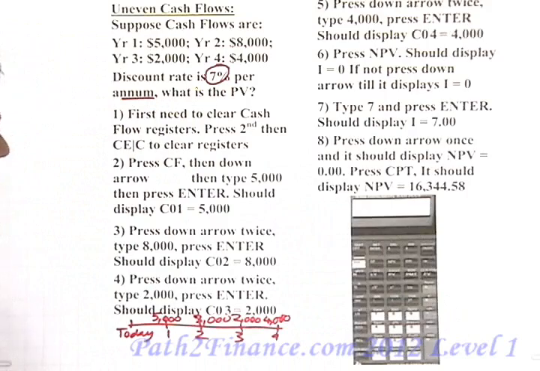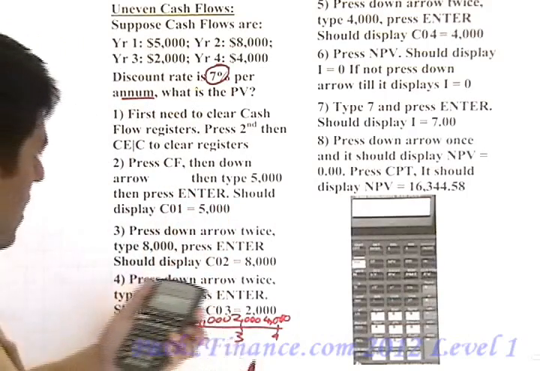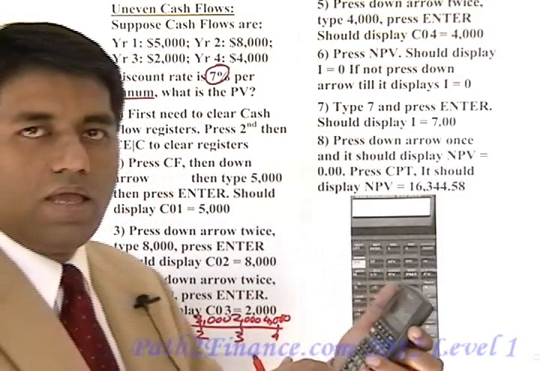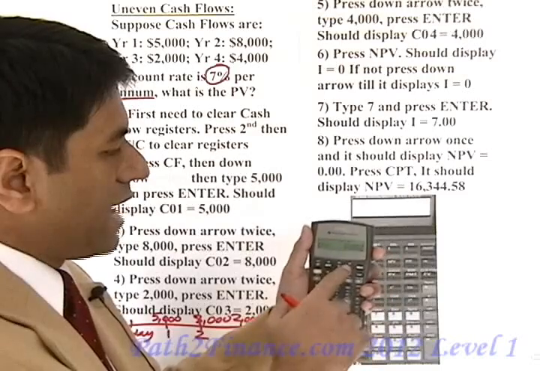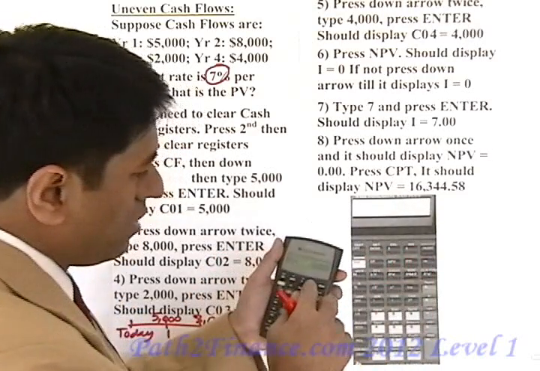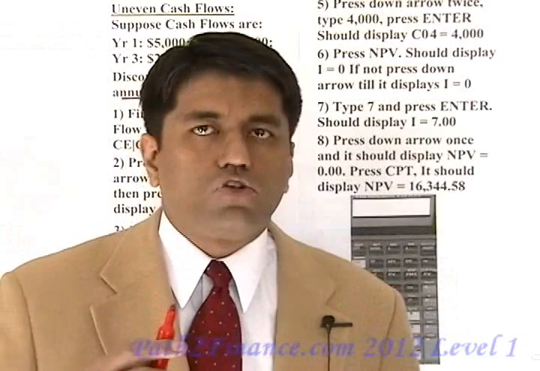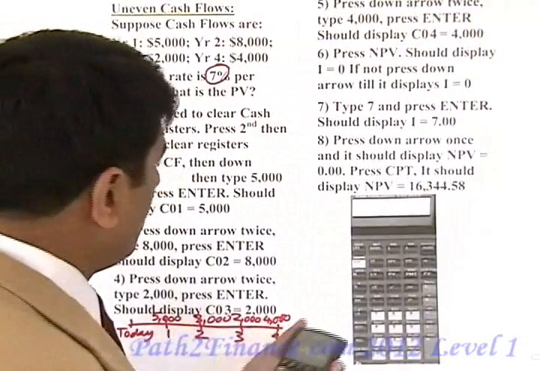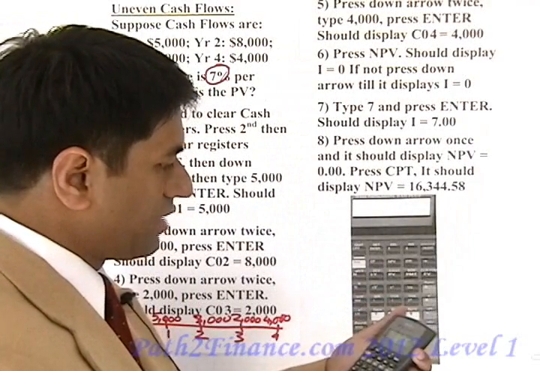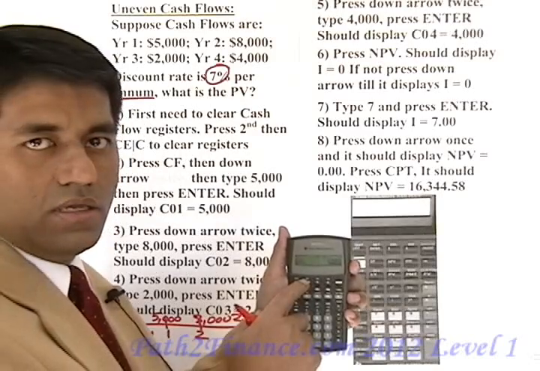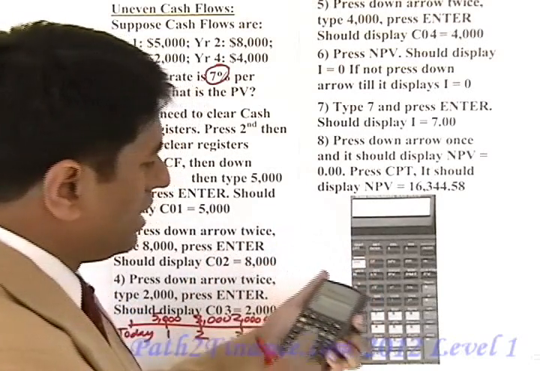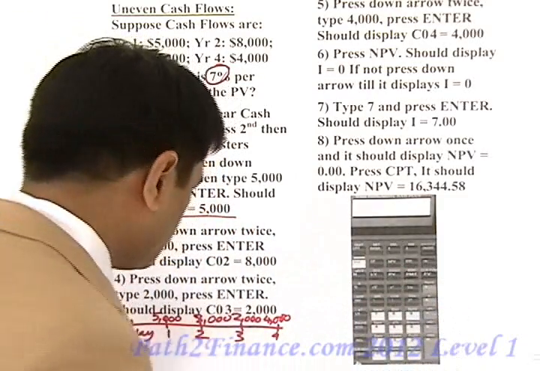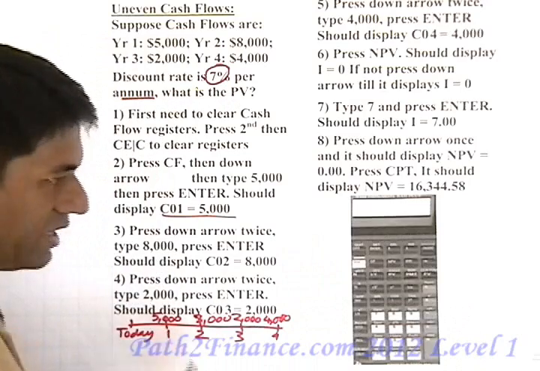Then press cash flow button, which is over here, and the down arrow button, which is this one, once. It should show you C01 equal to 0. Now enter 5,000 and press enter, the enter button, which is this button. Then it will show you C01 equal to 5,000. So you have entered the first cash flow at year 1.